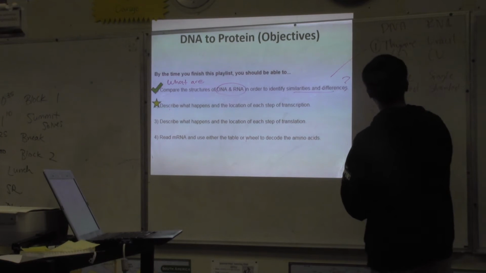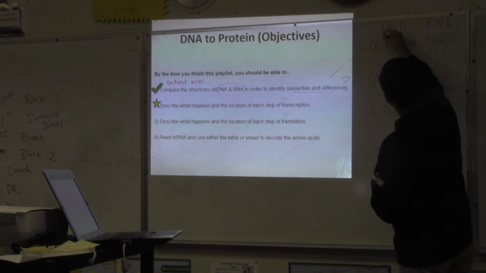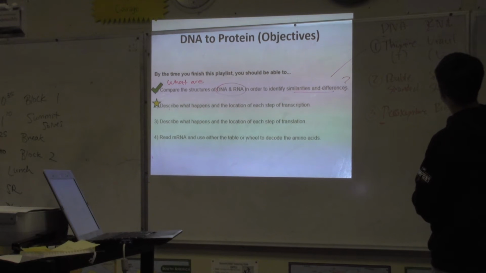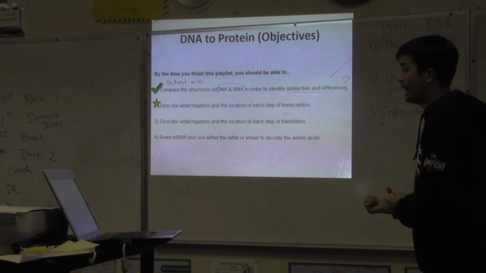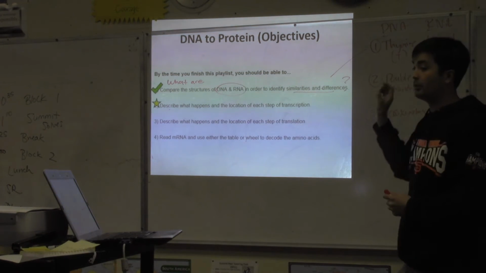And then the last one is the sugar. So DNA has deoxyribose, which is the D in DNA. RNA has ribose, which is the R in RNA. Okay. Lots of similarities as well. They both have adenine, they both have guanine, they both have cytosine, but these are the three really important differences.